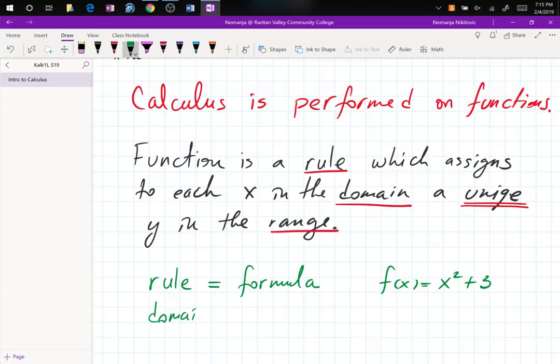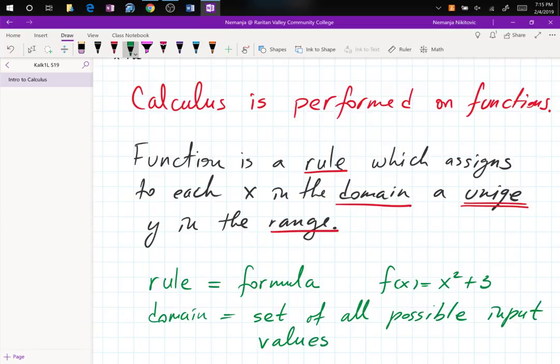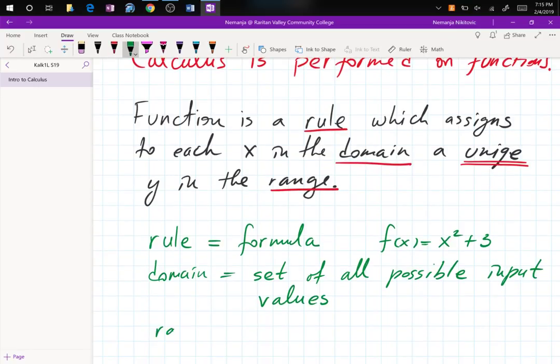Domain: set of all possible input values. Range: set of all output values. y is a consequence of x and the function.